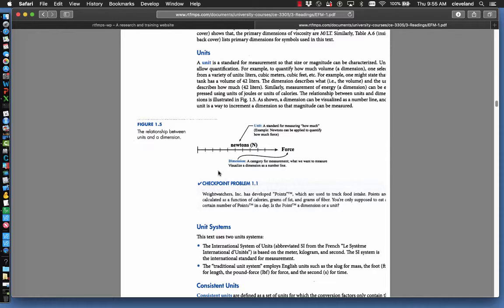Length, weight, temperature, speed, mood. Kidding, can't measure mood. Units is how much of a dimension is counted. And it'd be helpful if I was on the right slide.